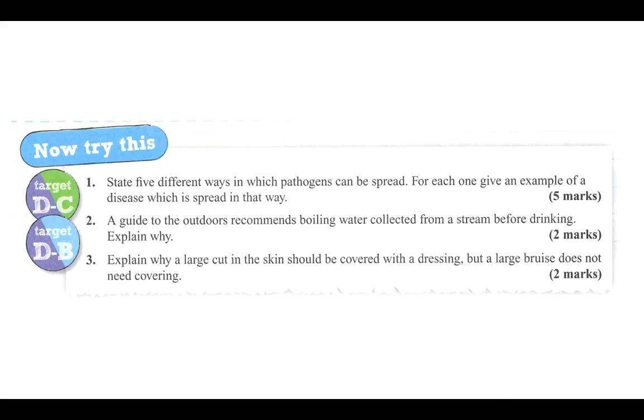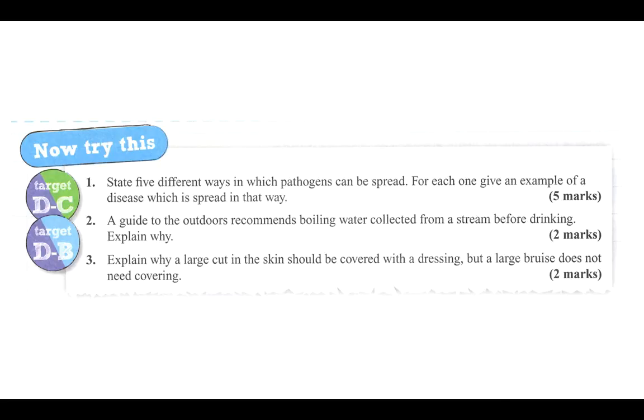By direct contact, so things like athlete's foot, which you catch by walking on surfaces barefoot. 4th mark for saying by bodily fluids, so such as HIV, through sexual interaction you can catch HIV. And by vectors. By vectors is the 5th mark, so such as malaria.